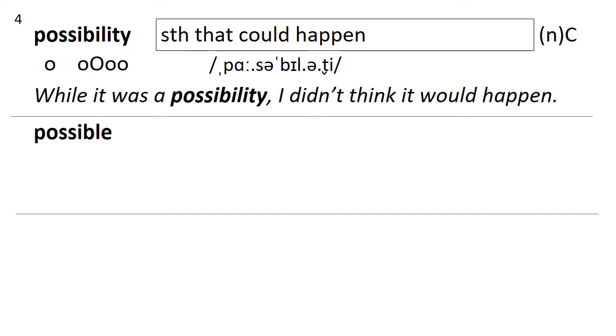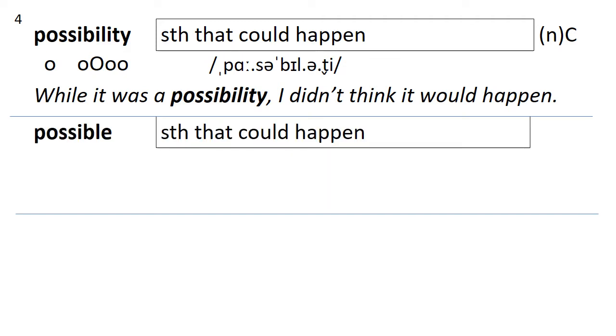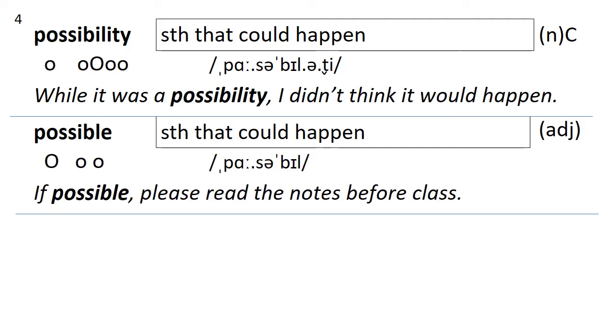So it comes from the word possible, which means something that could happen, which is an adjective. How many syllables are in possible? 3. Stress on the first. Possible. If possible, please read the notes before class.